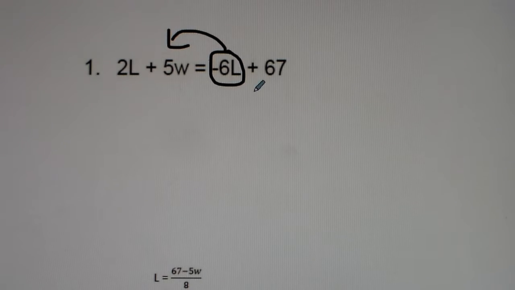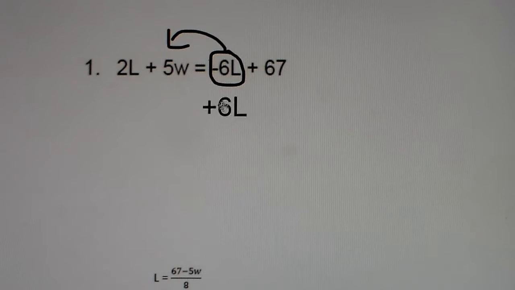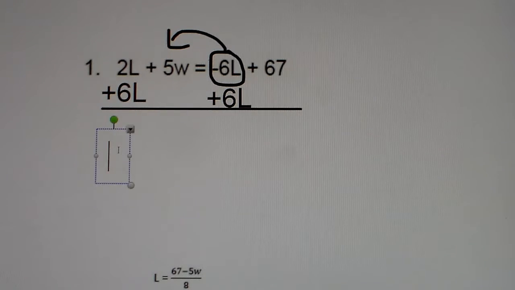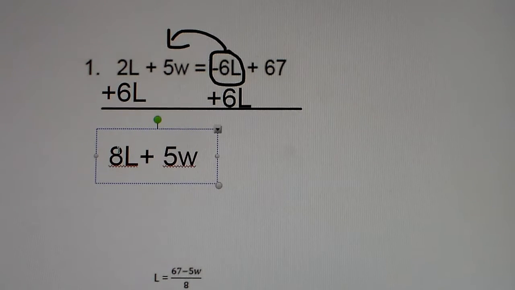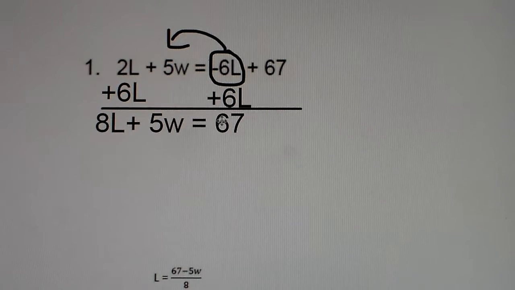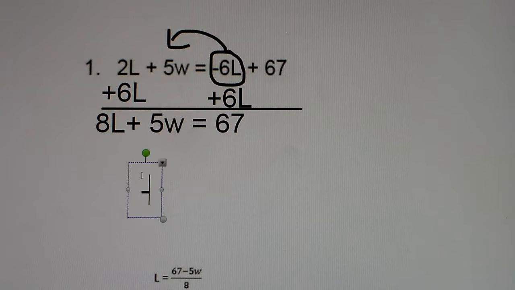So the opposite of minus 6L is going to be plus 6L. So I'm going to add 6L to both sides. And when I do that, you get 2L plus 6L gets you 8L plus 5W equals 67. Now we have to move the 5W to the other side, so I do minus 5W to both sides of that equation.